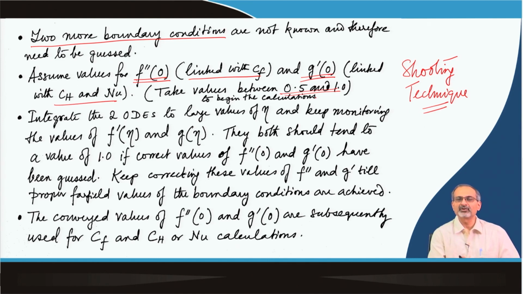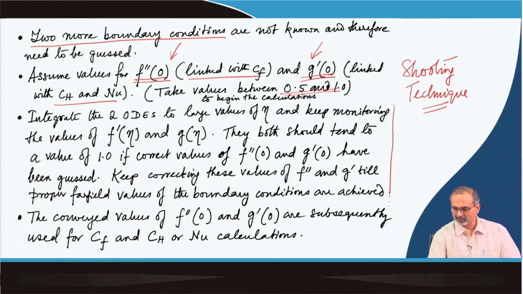You try to shoot at your far field boundary condition by integrating the governing equations using an RK scheme, and then at large values of eta try to check whether you are able to fulfill the far field boundary values or not. If not, then from the error that you have made, try to rectify the F''(0) and G'(0) values, and sooner or later you will be able to get your target right when you are shooting appropriately by taking the proper values of F'' and G' at the wall.